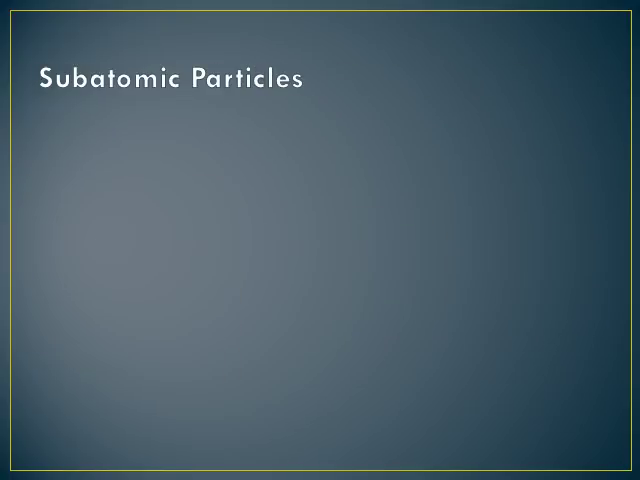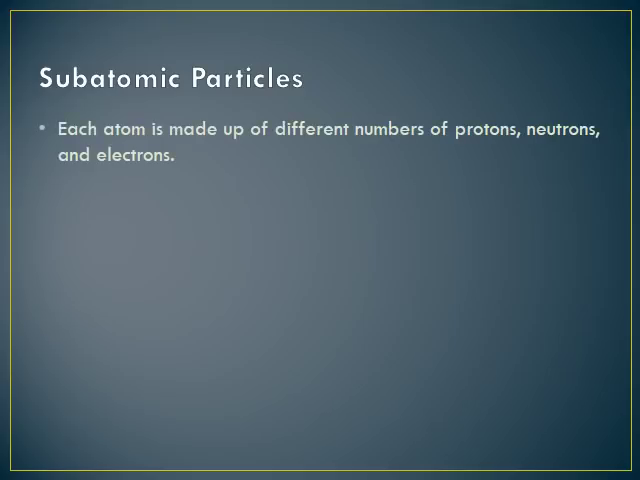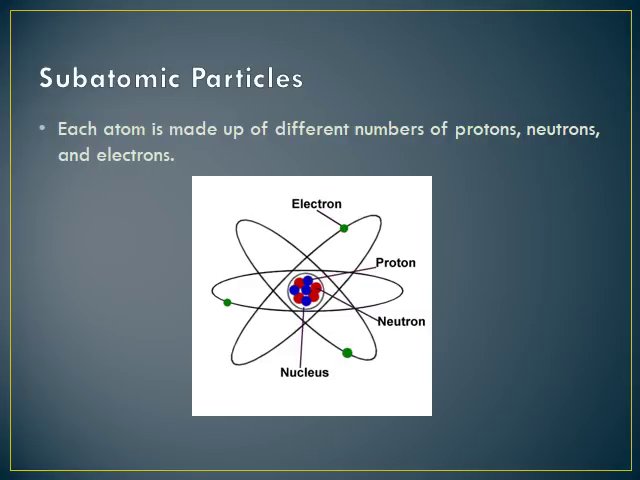For a long time, scientists thought that the atom was the smallest building block you could get, but eventually new technologies allowed us to look inside atoms, and we found even smaller particles known as subatomic particles. Each atom is made up of these subatomic particles. They're called the protons, the neutrons, and the electrons.